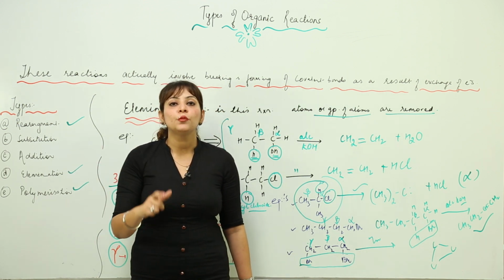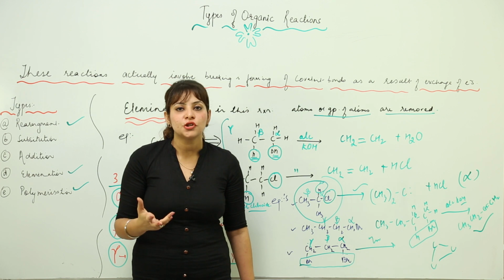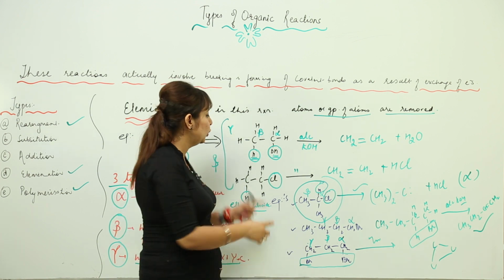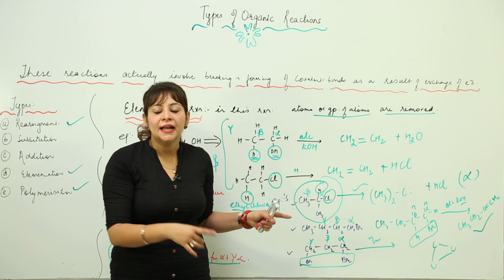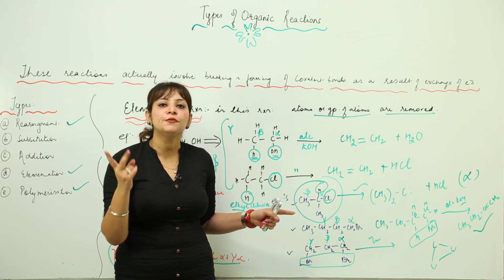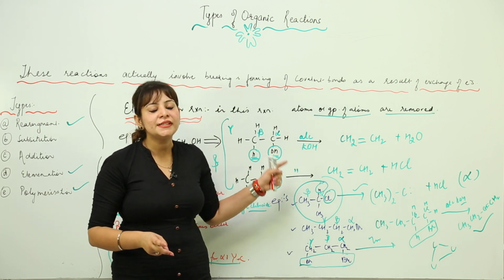So out of that, which is the basic or the common elimination? That is the beta elimination, which I told you when I was discussing these examples. That is one atom from the alpha position, the other atom from the beta position. This is what we see actually.